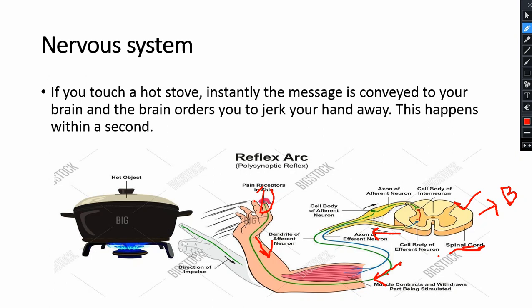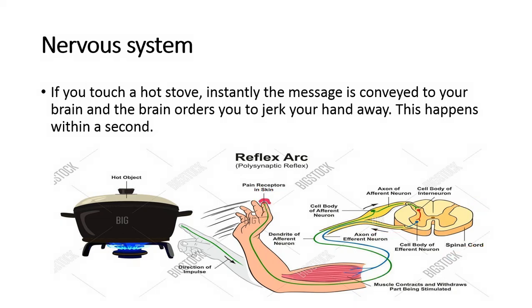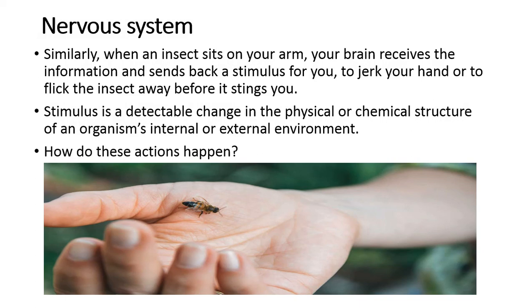Let's read about the other example of how the nervous system works. Now here we have another example. Students, if you look at that line, it says that similarly, when an insect sits on your arm, your brain receives the information and sends back a stimulus for you to jerk your hand or to flick the insect away before it stings you. Now we have a picture here, and in the picture there is a person's hand, and the insect is on the person's hand.